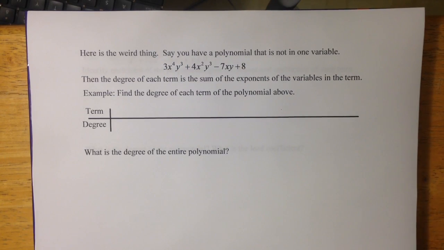Okay, here's the weird thing. Let's say that you have a polynomial in more than one variable. So you've got both x's and y's playing around. Then the degree of each term is the sum of the exponents of the variables in the term. We're going to do an example here and find the degree of each term of the polynomial. First, we better figure out what all the terms are.